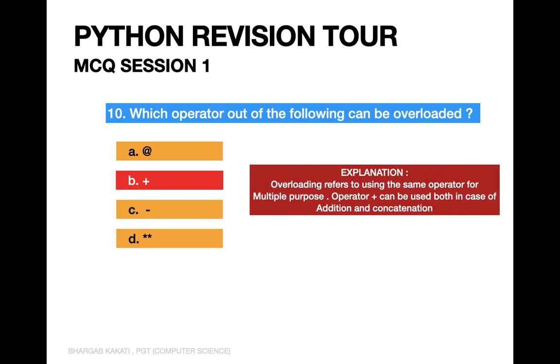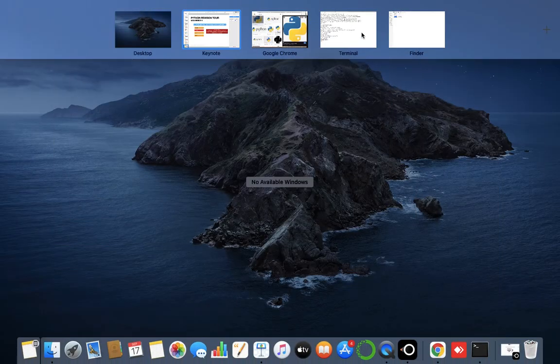So the explanation is: overloading refers to using the same operator for multiple purposes. If you are using one operator for more than one purpose, then it's known as overloading. And the operator plus can be used both in case of addition and concatenation. Let me show it to you practically.